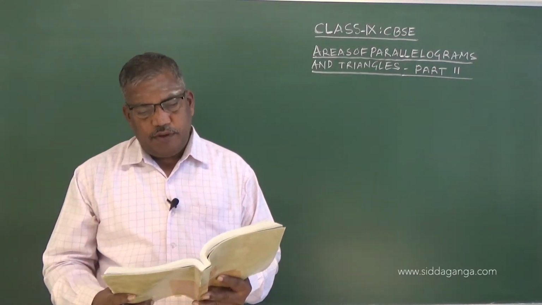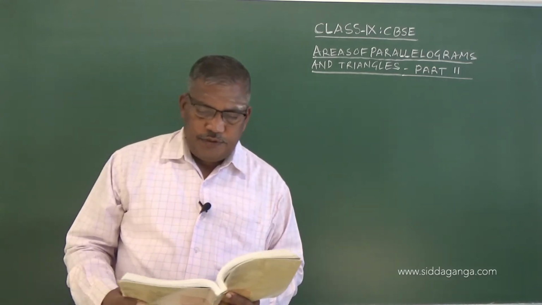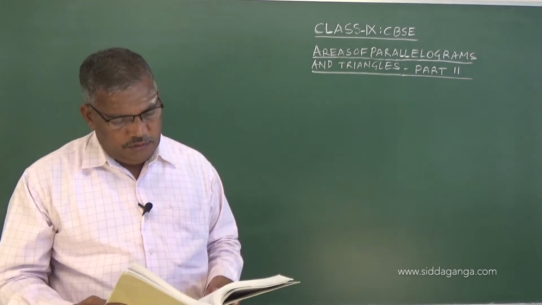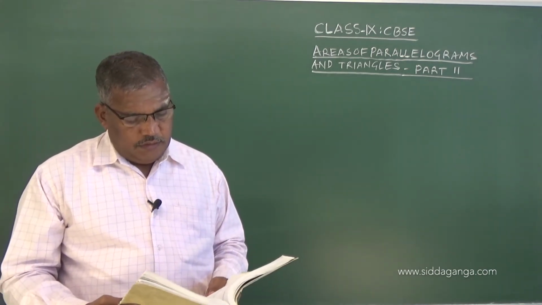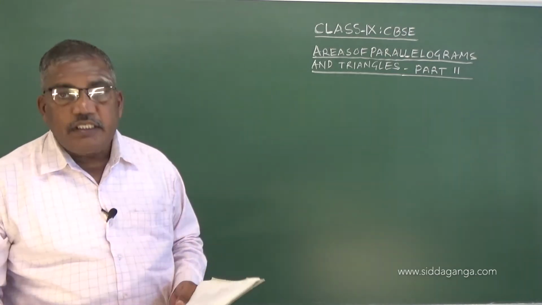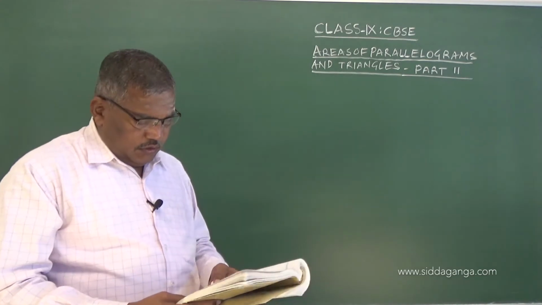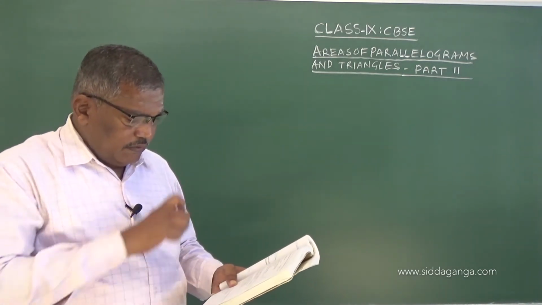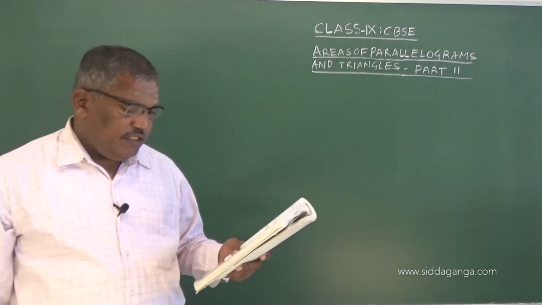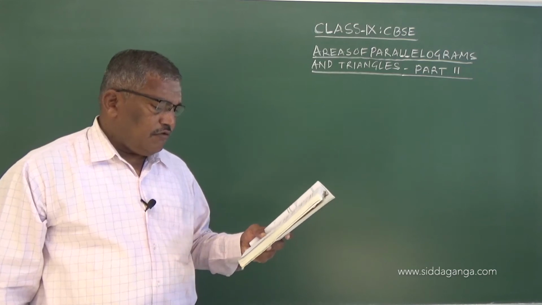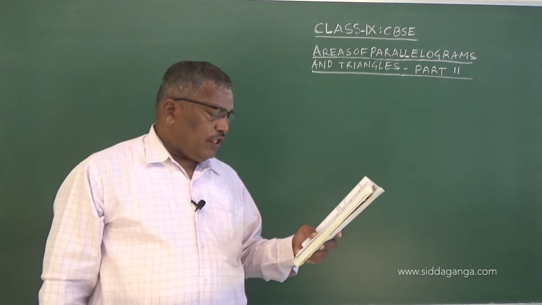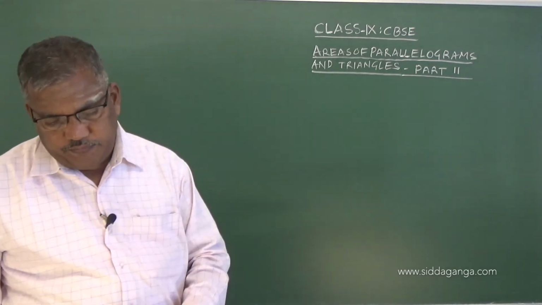So in the chapter Areas of Parallelograms and Triangles, we have so far solved 9 questions in exercise 9.3. Let us take up the 10th one now. Diagonals AC and BD of a trapezium ABCD with AB parallel to DC intersect at O. Prove that area AOD equals area BOC.